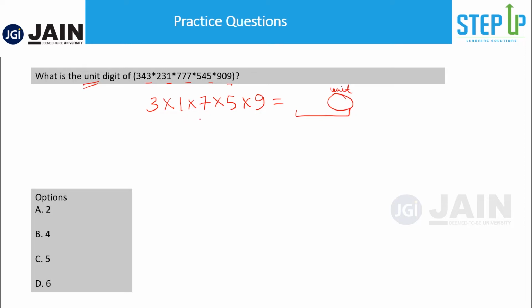So either you can do it that way, or let's say 3 into 1, 3, 3 into 7, 21. 21 meaning you have 1 at the right, 21 into 5, 105, into 9, 45. So don't worry about this 45. It's just the 5 that is important. Don't worry about 21. It's just the 1 that is important. That means last digit is going to be 5, isn't it, right? So you can say, okay, 5 is the answer.